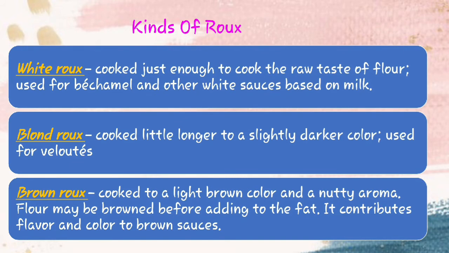White roux is cooked just enough to cook the raw taste of flour. It is used for bechamel and other white sauces based on milk. We also have the blonde roux, which is cooked a little longer to a slightly darker color, used for veloutés. And the last kind is the brown roux, which is cooked to a brown color and a nutty aroma. Flour may be browned before adding to the fat. It contributes flavor and color to brown sauces.